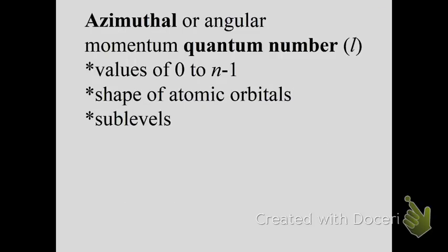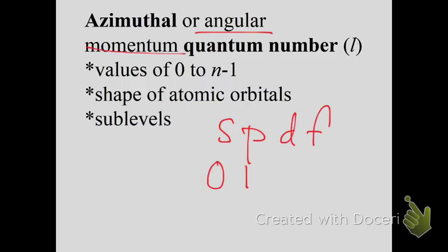The azimuthal or angular momentum quantum number, I usually just call it angular momentum because I can't say that word. In Chem 1 we used angular momentum. It's referred to as L. The values are 0 to n minus 1, and that is the shape of the atomic orbitals. When I say shape, it's telling you whether you have S, P, D, or F. Those correspond to 0, 1, 2, and 3. So those are the numbers that correspond to having S, P, D, or F.